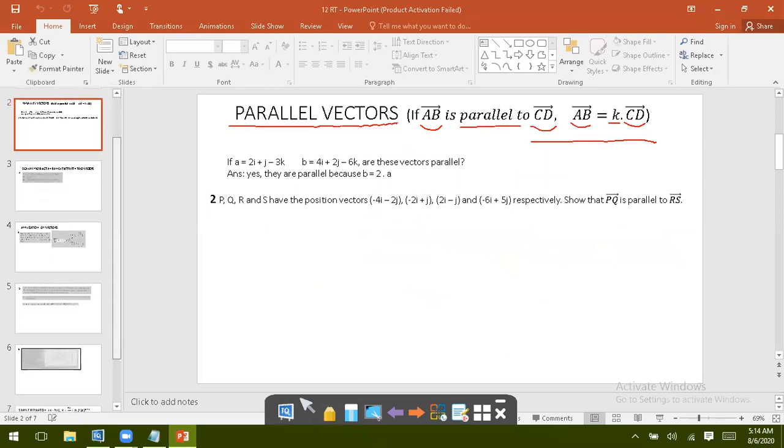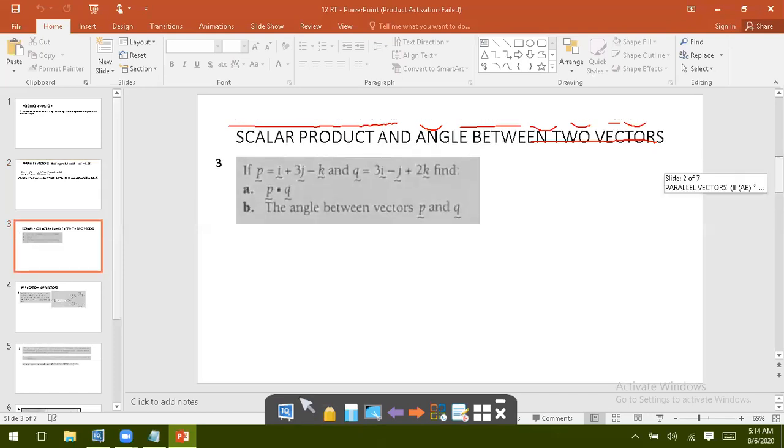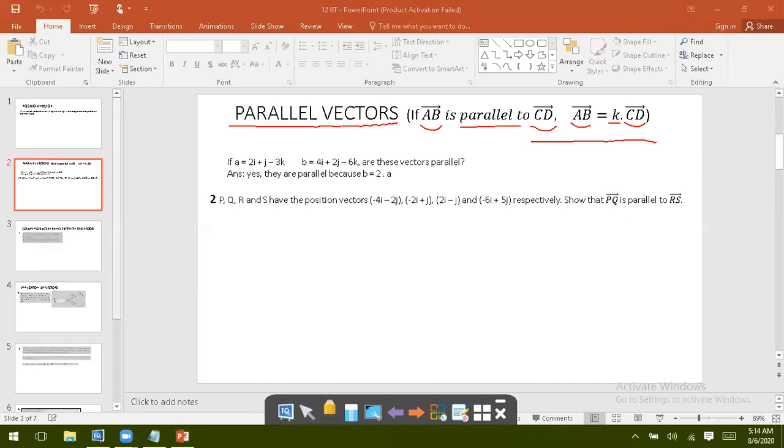Good. All right. Now, P, Q, R, S have the position vectors, negative 4i, negative 2j. So when they say position vector, what will I write? OP is equal to the position vector, negative 4i, it is given, negative 2j. Fine. Then OQ, another position vector, it's given. It's written here, negative 2i plus j. All right, another is OR, position vector. That is also given, 2i minus j. And another vector OS, position vector. That's also given here, negative 6i plus 5j.